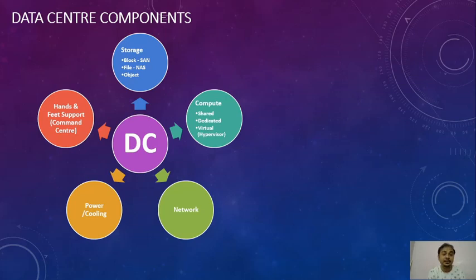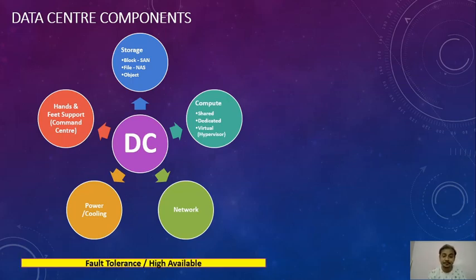You have a dedicated compute unit, and you have a virtual compute, which also recently came in with a lot of providers, right? So VMware, Citrix, Xen computers, or the VMware ESXi VMs, right? So all those things came in. We'll discuss that. Networking: how all the storage and compute units are connected to each other and connected to the external world. Power and cooling, we discussed that. Hands and feet support is my NOC or command center, who are actually managing the data center.